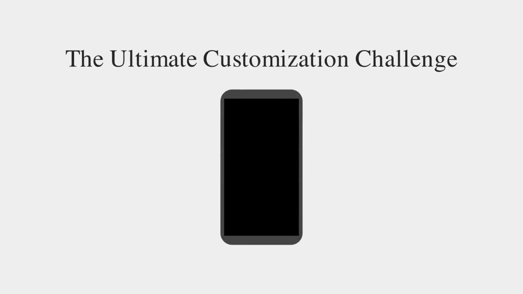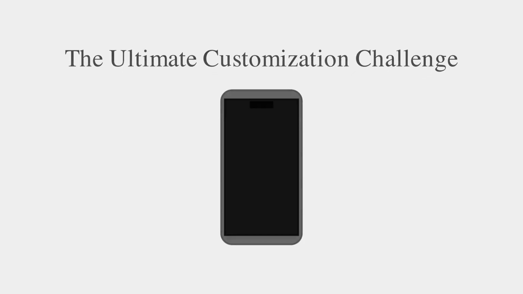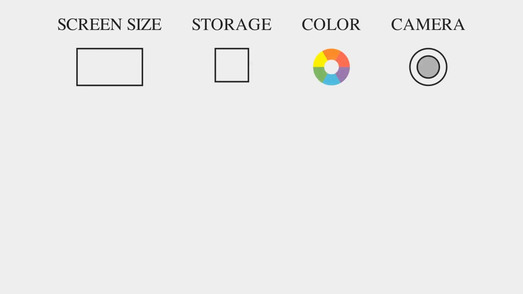A company is launching a new smartphone and you're in charge of the online configurator. Customers can choose from 3 different screen sizes, 4 storage capacities, 6 colors, and 2 camera modules. How many completely unique versions of the phone can a customer design?